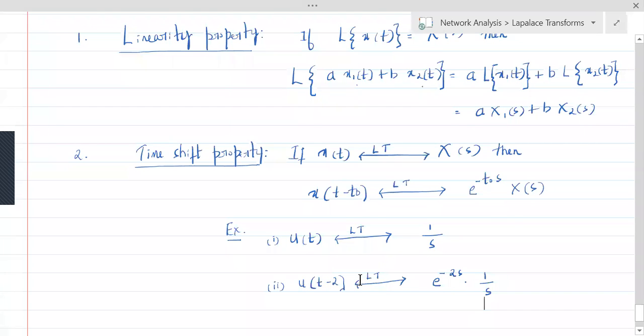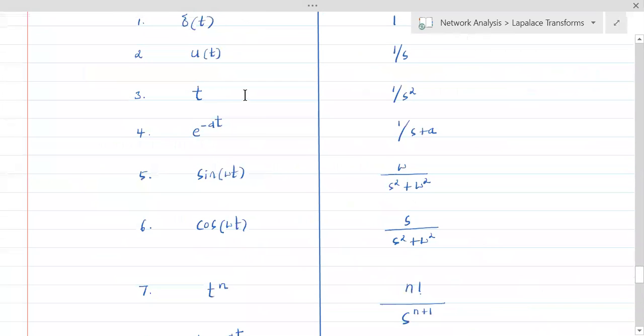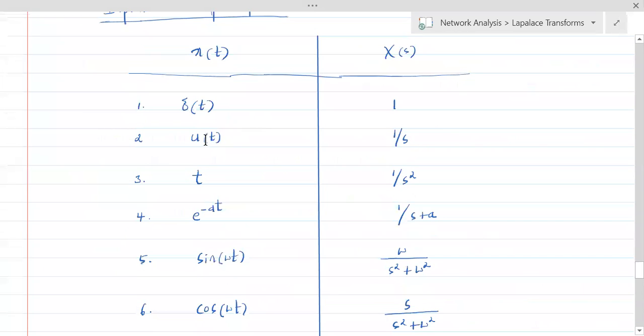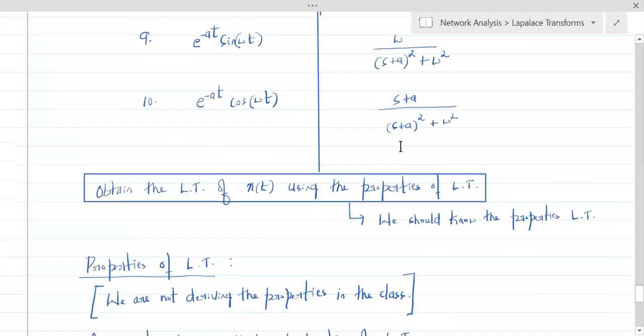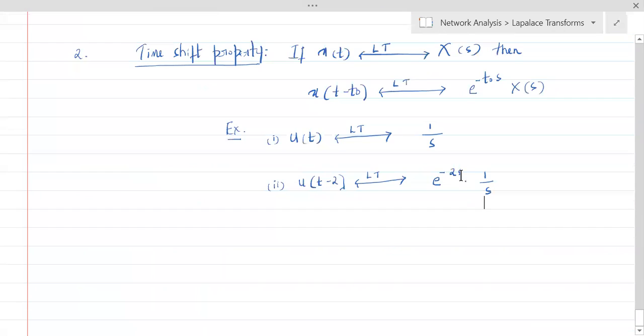So this is where these standard transforms are of use. Everybody understand? If we know the Laplace transform of u of t is 1 by s, then only can we obtain this by using the properties of the Laplace transform. Otherwise no, because we need to know the basic signal. The basic signal is u of t, and that u of t is being shifted. So you need to know the Laplace transform of u of t, and since it is shifted, this exponential should accompany it. Is everybody okay with that?